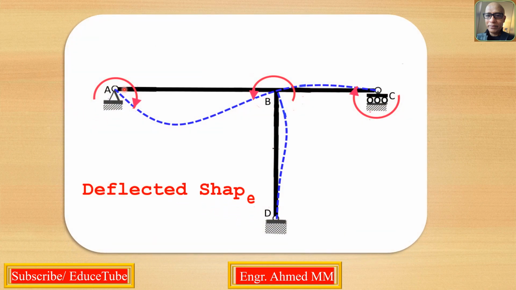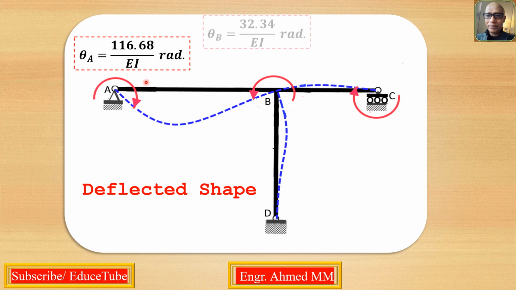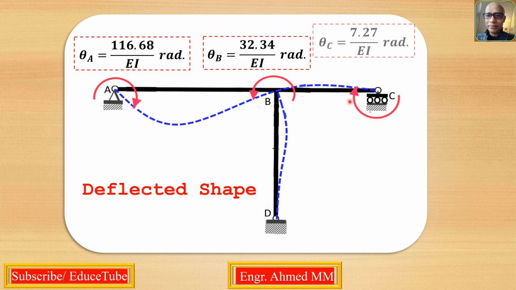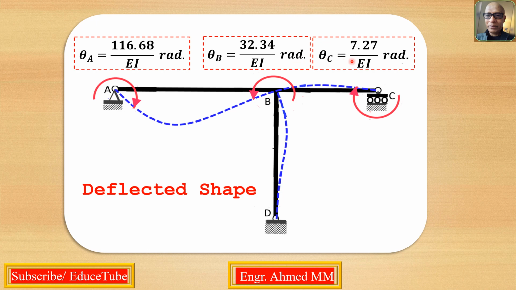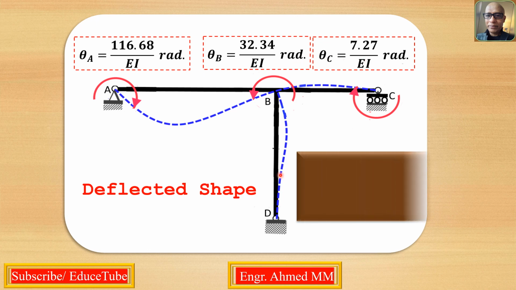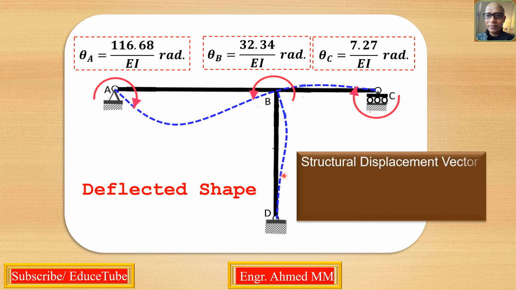This is the deflected shape of the structure. And here the rotations. Using these three rotations, we can write the structural displacement vector. So we got it, the structural displacement vector.